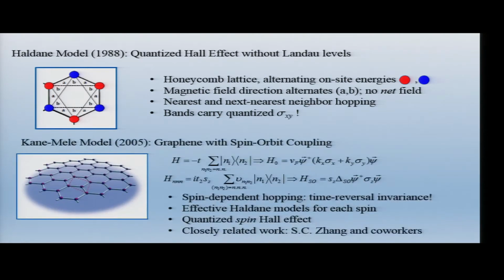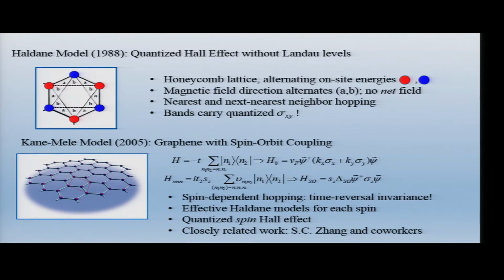And then right around the time that graphene became available as a material, that was really in 2004, well, Charlie Kane decided to throw his hat in the ring in studying this material, and had a very interesting idea to look at what happens when you include spin-orbit coupling in the graphene system. And in particular, he found that the symmetries allowed for a spin-orbit coupling that gives you essentially the same Hamiltonian as Haldane found, except there's two copies of this, one for each spin.